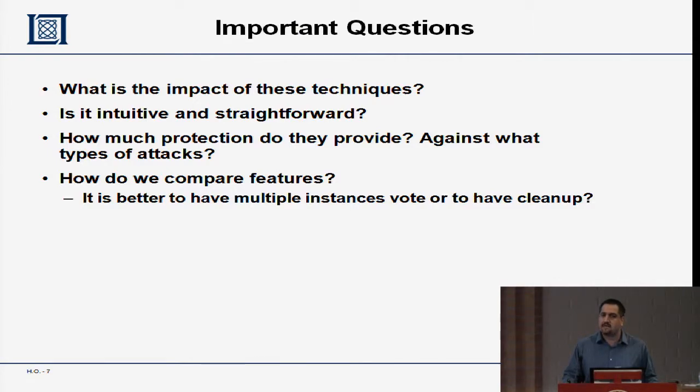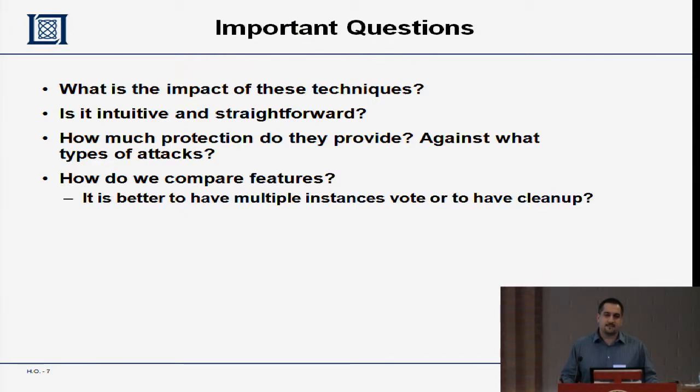How do we compare different features from these techniques? Is it better to have cleanup or is it better to have multiple instances? Because these features are costly. Maybe we cannot provide all of them. So which one is better to provide? And the goal in this effort was to be able to answer these questions using quantitative evaluation.